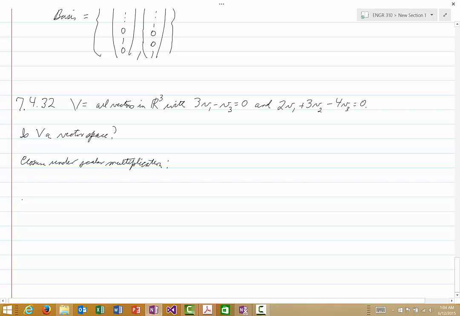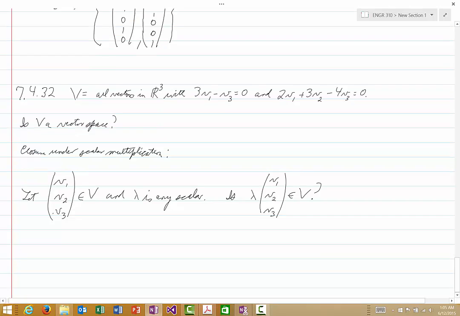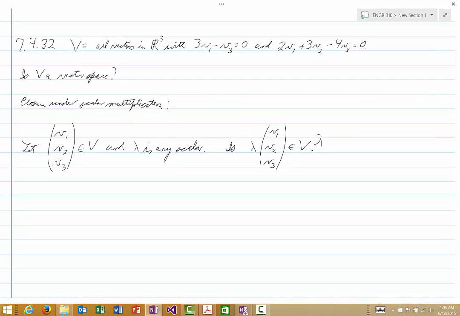As usual, we will let (v1, v2, v3) be an element of V, and lambda is any scalar. Is lambda times (v1, v2, v3) in V? That's the question for closure under scalar multiplication. So let's see how this goes. Lambda times (v1, v2, v3) is equal to (lambda v1, lambda v2, lambda v3).